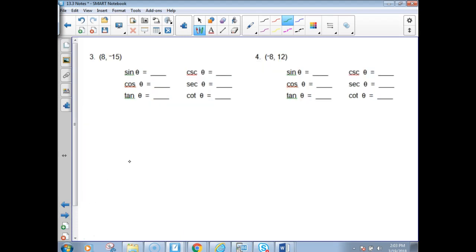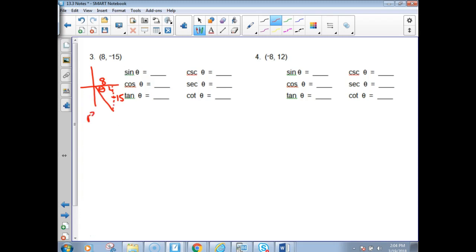Good. Number 3. If I were to draw this, where is it? Well, (8, -15) would put me in quadrant 4. Right 8, down 15, looks something like that maybe. Drop a perpendicular up to the x-axis. Your reference angle theta would be here. And the vertical number is -15, that's your y. Your x is 8. And we need to find r.